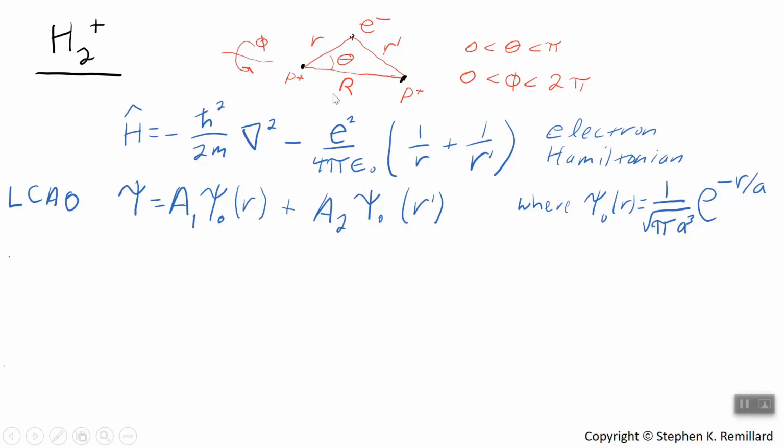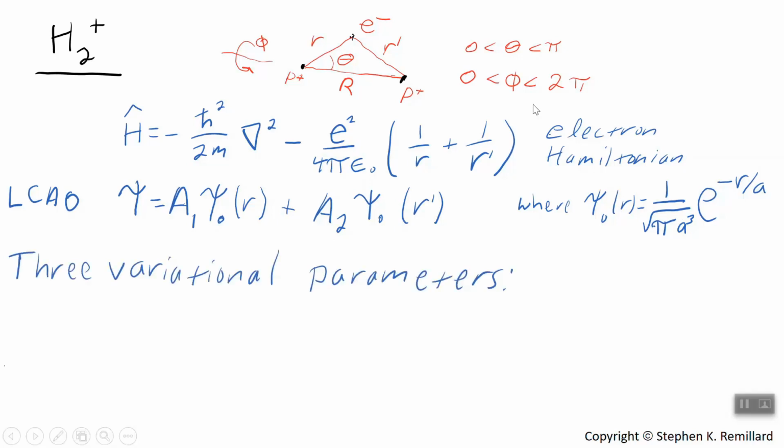And when we get all done, we're going to have a length, big R. And we're going to see how close that is to what's actually measured. About the normalization constants, we can treat them as parameters in this variation. There are actually three things we should consider, those along with big R. So that's three variational parameters.